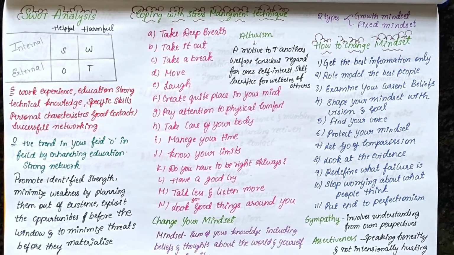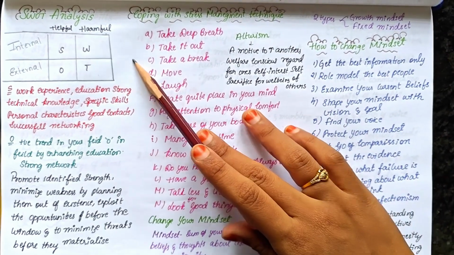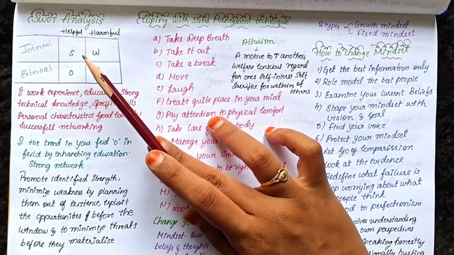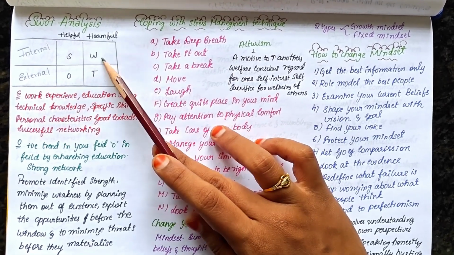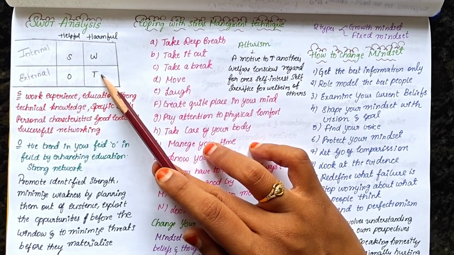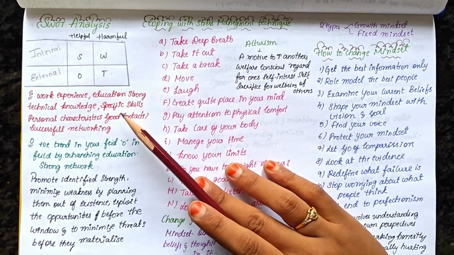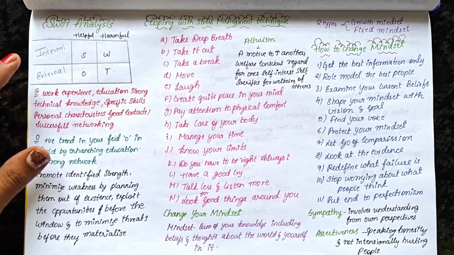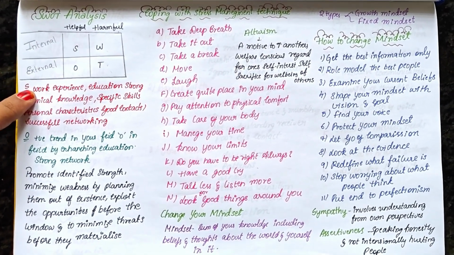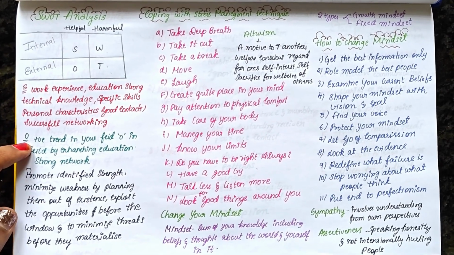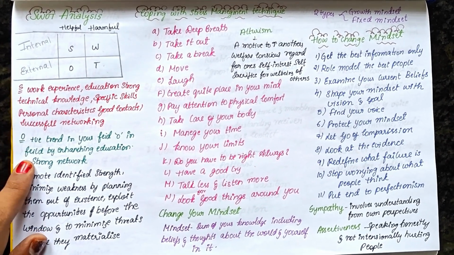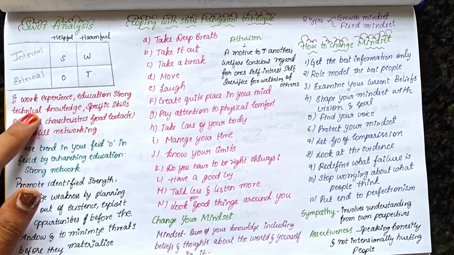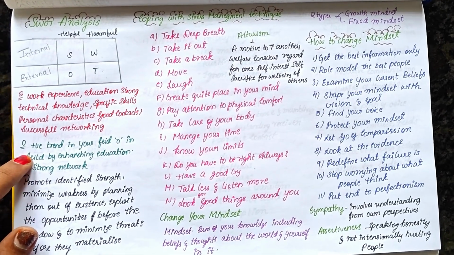Next we discuss the SWOT analysis, which consists of internal and external effects which are helpful and harmful. The helpful ones are strengths, internal, and opportunities, external, and the harmful ones are weaknesses, internal, and threats, external. Strengths include work experience, education, strong technical knowledge, specific skills, personal characteristics, good contacts, and successful networking. And the opportunities include positive trends in your field and opportunities in the field by enhancing education and strong networking. These are all the helpful aspects, strengths and opportunities, the internal one and the external one.